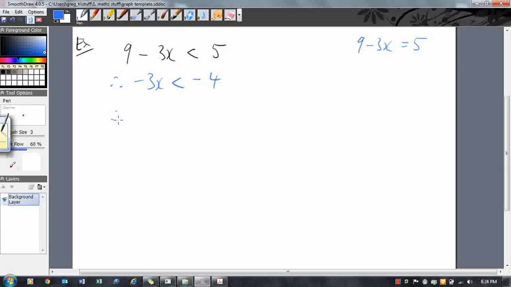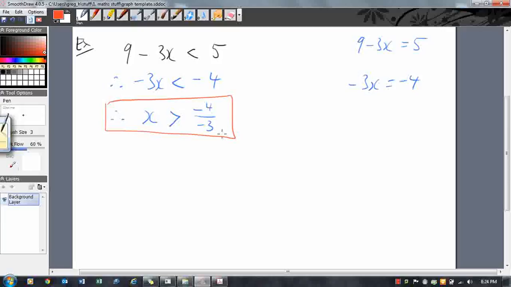Good. What do we do next? What would you do if you had negative 3x equals negative 4? Well, you want to get rid of this negative 3, so I want to divide by negative 3. Hang on, dividing by negative 3. So we're going to have negative 4 divided by negative 3, but we're dividing by a negative number. So what we do is instead of having less than, the sign flips. This is the important part. It flips here, okay? So you've got to be really, really careful. When you divide or multiply by a negative number, it flips over.